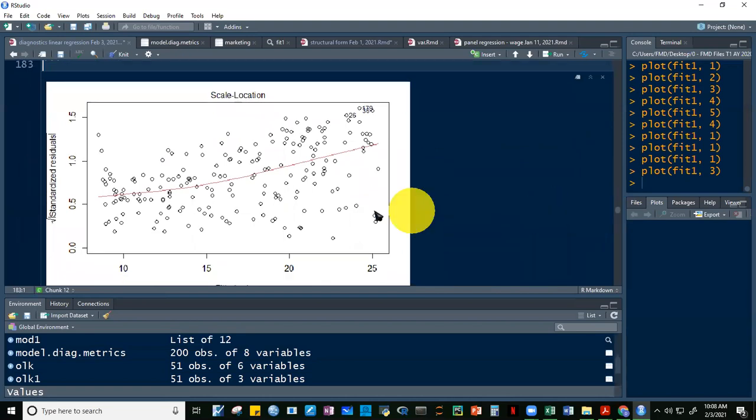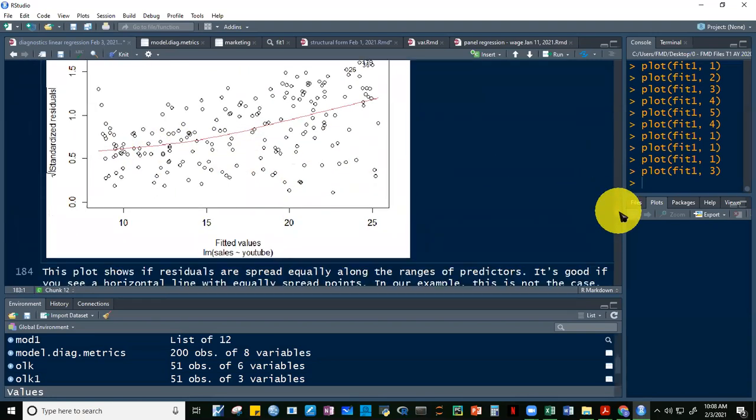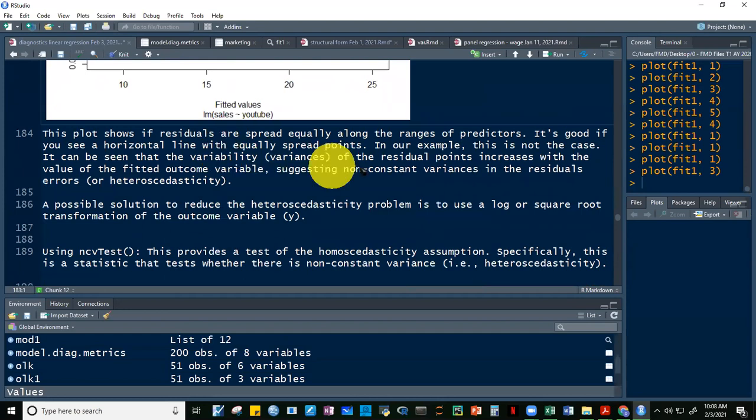So notice na parang may upward trend siya, no? Diba? So dapat line lang yan, dapat straight line. Kaso hindi, mukhang umaakyat siya. Sabi dito, linagyan natin dito, no? Tinitingnan natin sa plot na to kung spread equally ba yung residuals natin. It's good if you see a horizontal line.